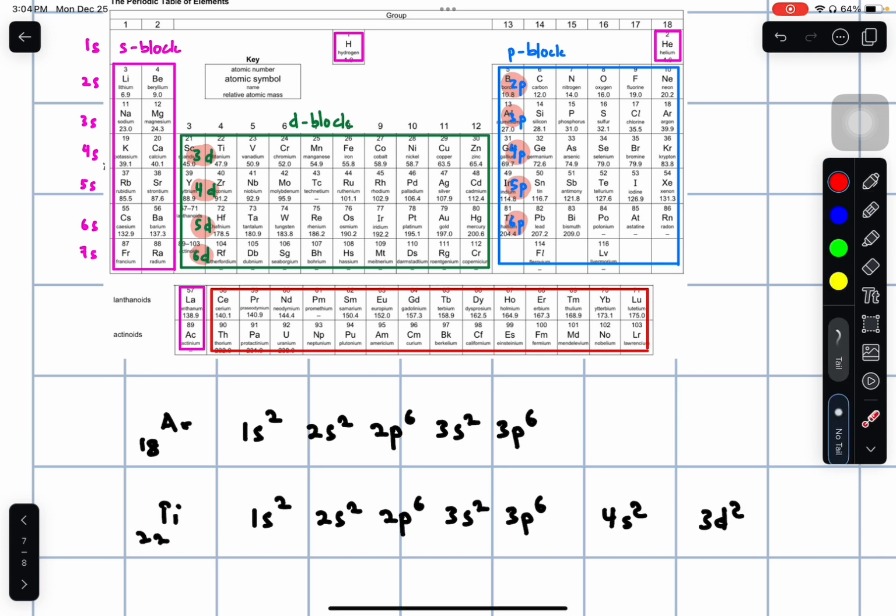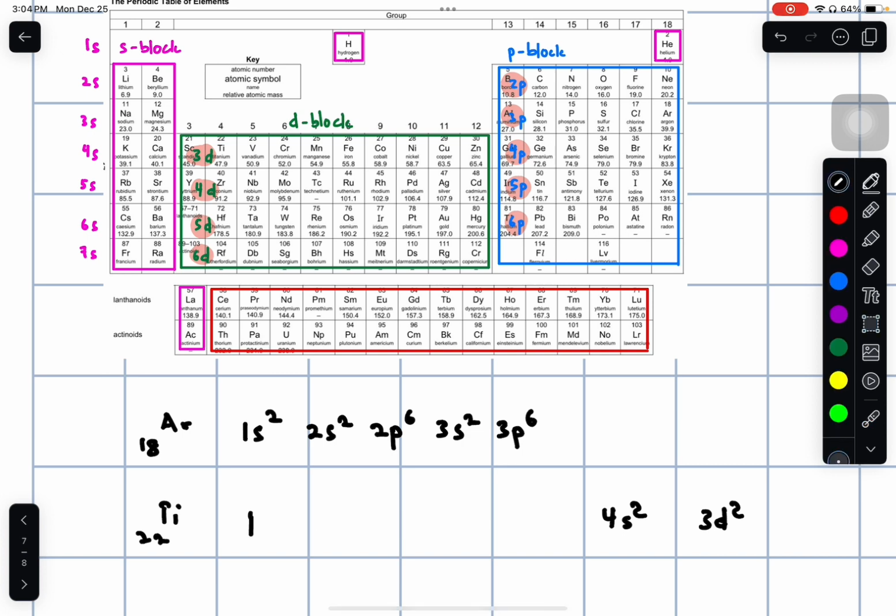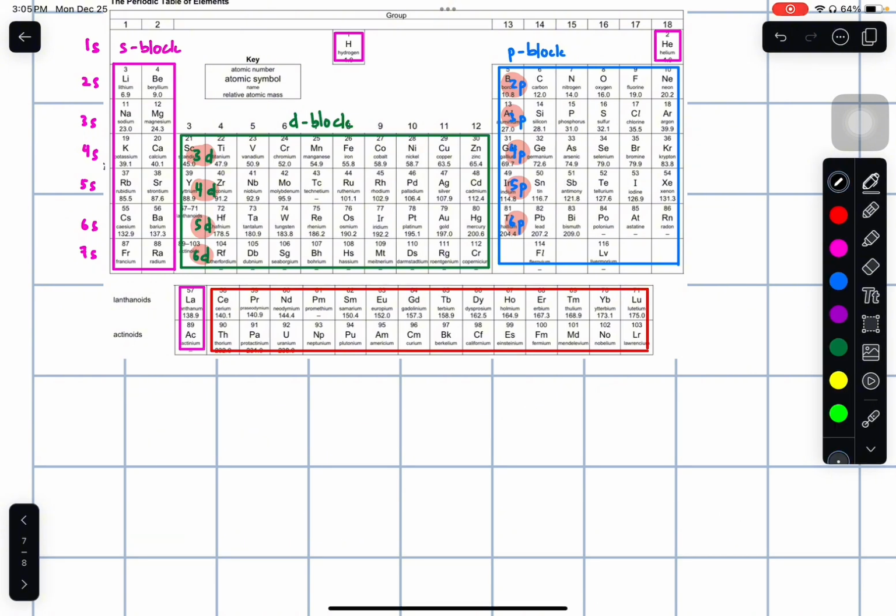In this case, it's the same thing as well. You don't have to write the entire thing. Write down the noble gas on the period that is above it, then just write whatever is in front of it. This would make it Ar, 4s2, 3d2 here.